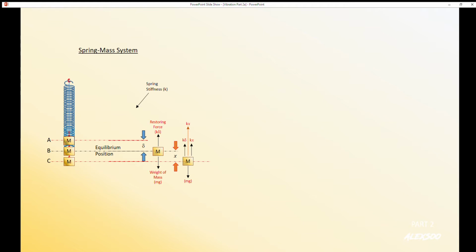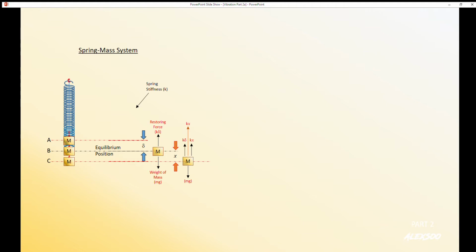So you will have a force of K delta acting upwards, the restoring force of the spring. And at the same time, due to the mass, you have a weight of mg. So therefore, at the equilibrium position, that is point B, you will have two forces. One is K delta and the other one is mg. So at the equilibrium position, this K delta should be equal to mg.